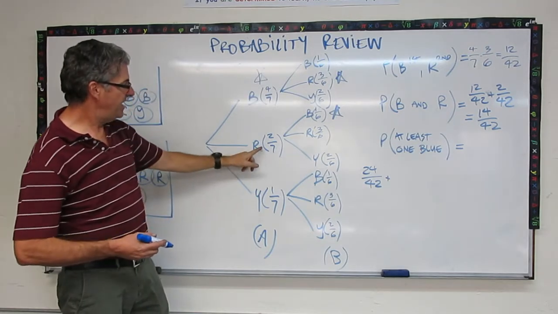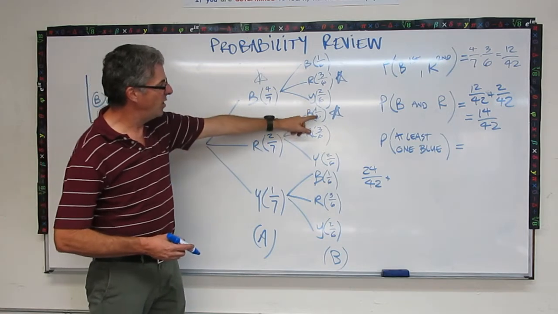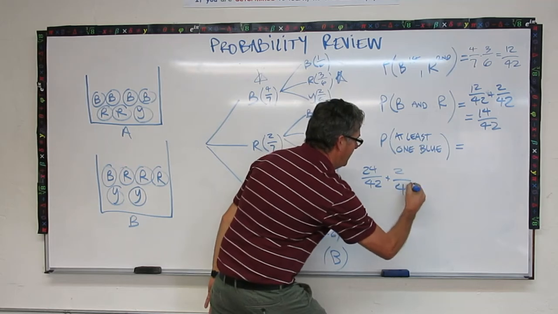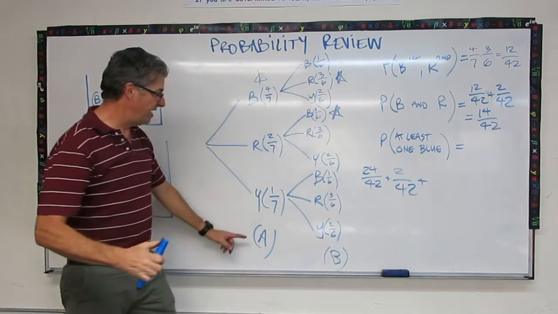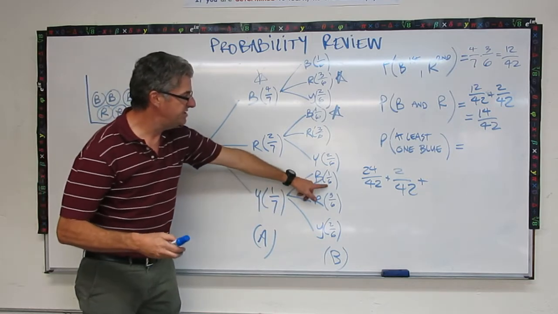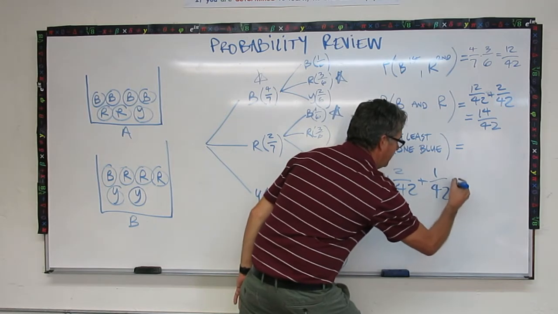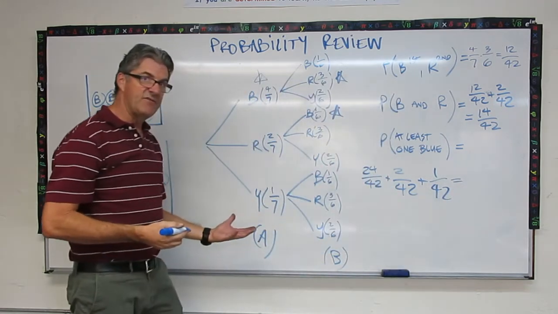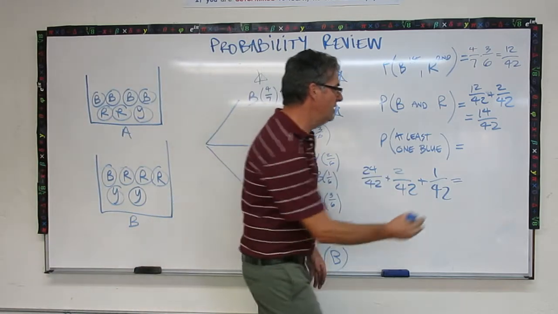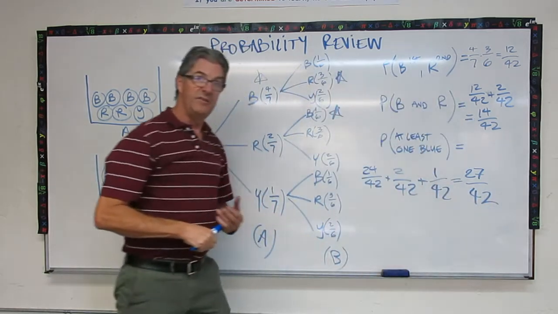Second pathway, that's going to be red first, then blue. That's going to be 2/7 times 1/6, which is going to be 2/42. And our last pathway is yellow first, blue second. So that's 1/7 times 1/6, which is 1 over 42. Now my fractions all have common denominators. I can add their tops. 24 plus 2 is 26, plus 1 more is 27 over 42. And there you have it.